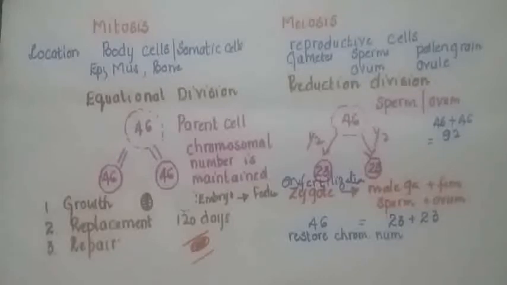Okay, so thus mitosis and meiosis occur in our body cells, which play a very important role in the formation of new cells.